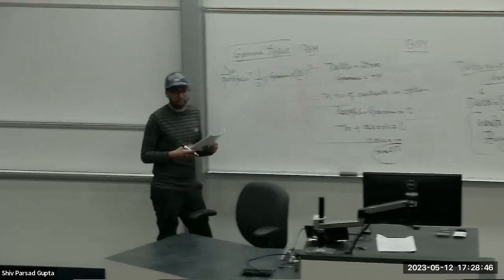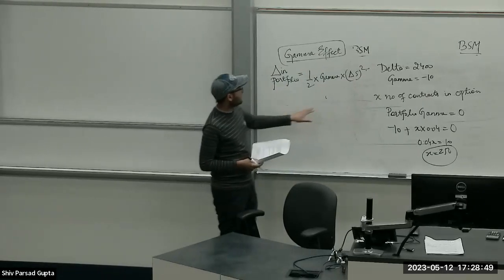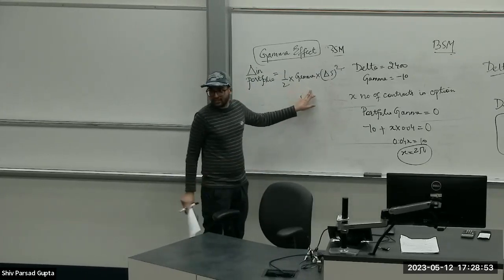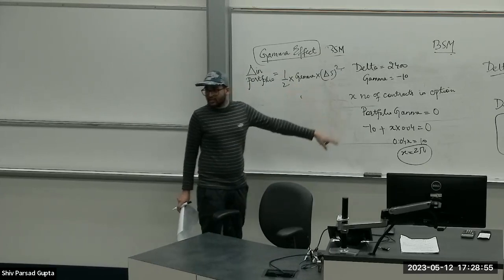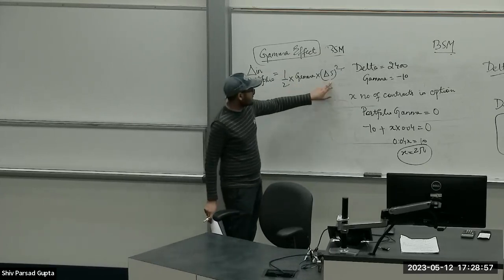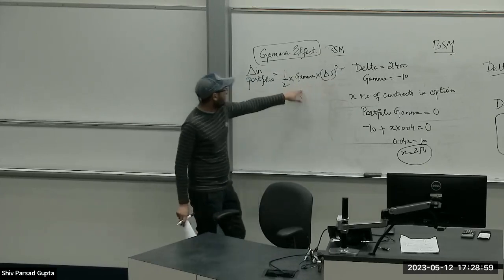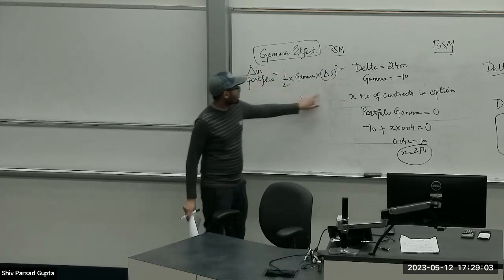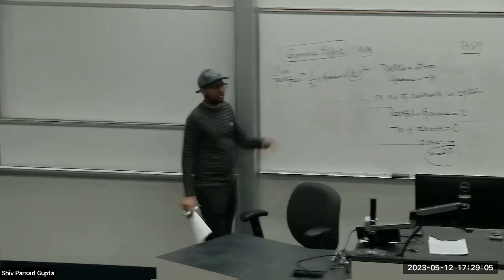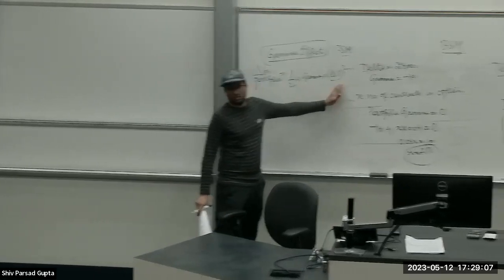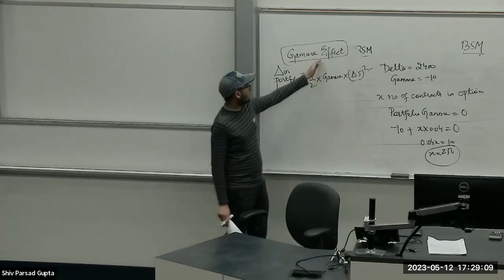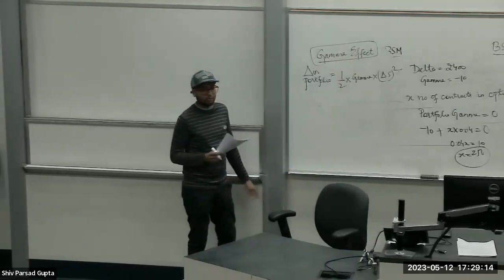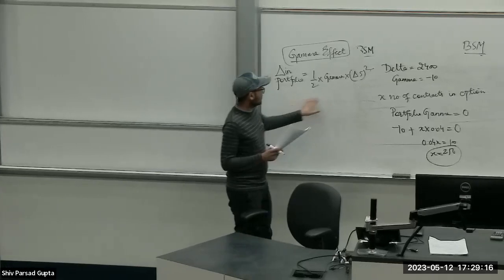Gamma is basically the change in the delta with respect to the changes in the stock price, right? So if the stock price changes, what is the gamma effect and how much will the value of the portfolio change with respect to this? That's what this formula is. That's the basic formula that you need to be aware of.